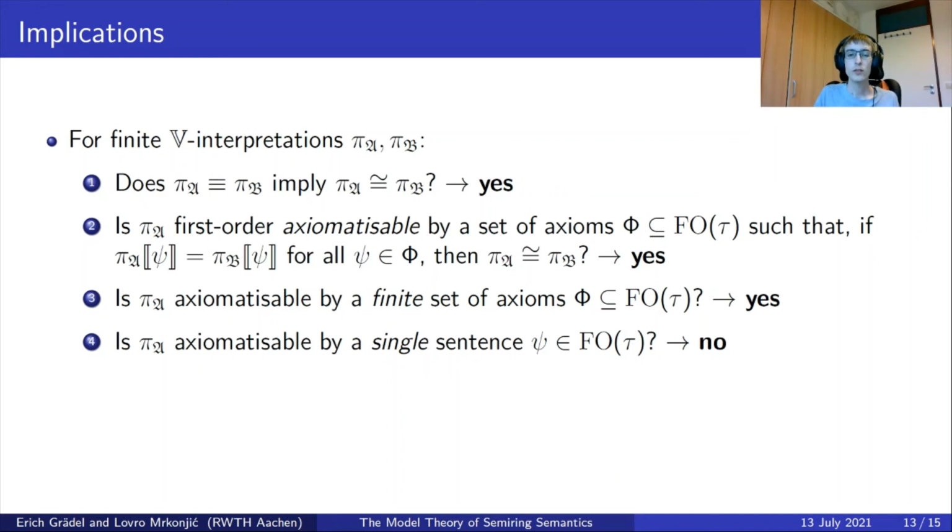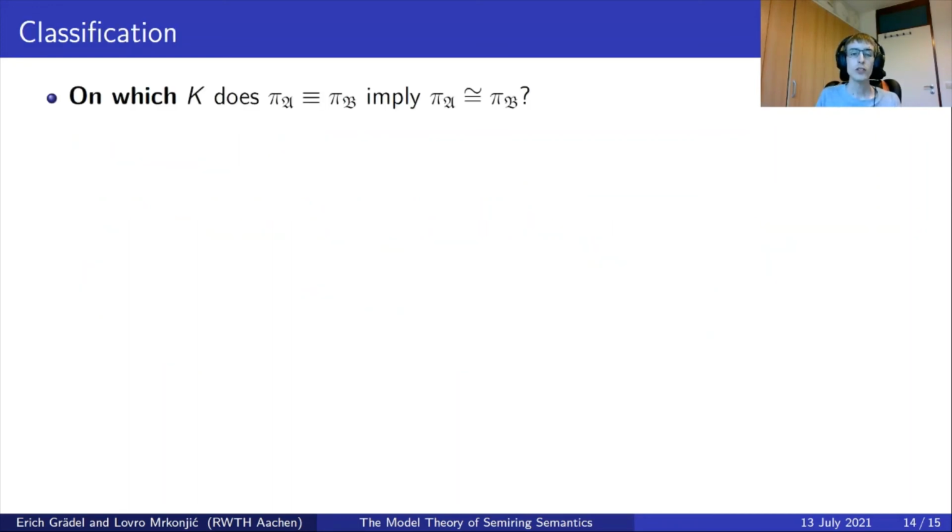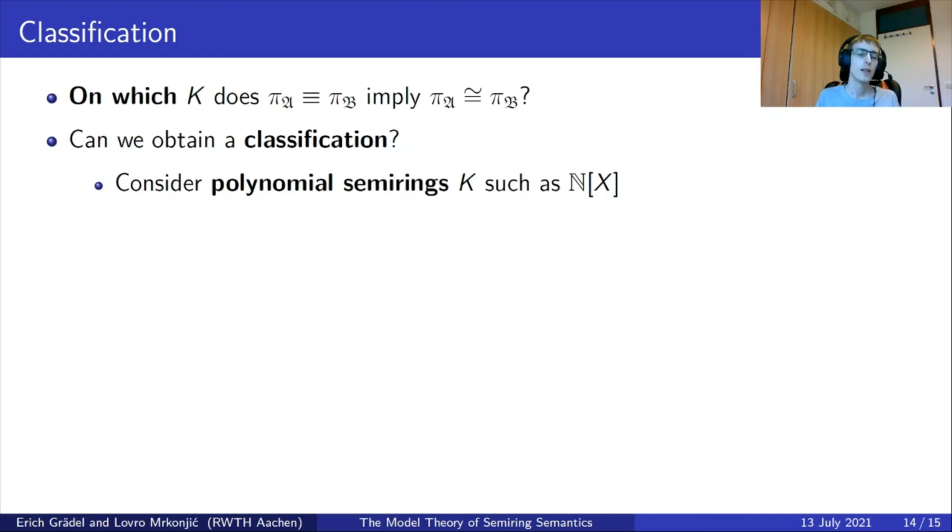Now we have two results, but we would like to know for which semirings K does elementary equivalence imply isomorphism for finite K interpretations. So basically, we would like to obtain a classification. And I will briefly talk about the approach to get such a classification. In order to do that, we can look at polynomial semirings and try to find counterexamples there. Because if we can find a counterexample with polynomials, then we may try to extend or lift this counterexample to all semirings by simply plugging in values into the variables of these polynomials.